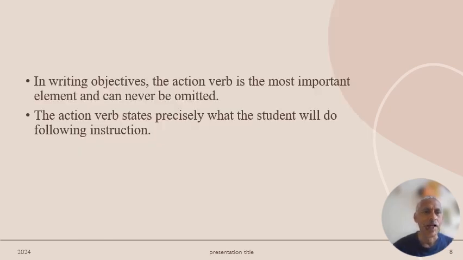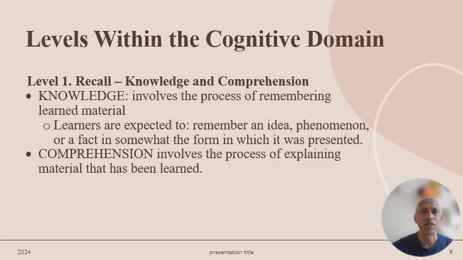Okay, in writing objectives, the action verb is the most important element and can never be omitted, like list, explain, write. Okay, those are the action verbs. Without the action verbs, you don't have an objective. Okay, the action verb states precisely what the student will do following the instruction.